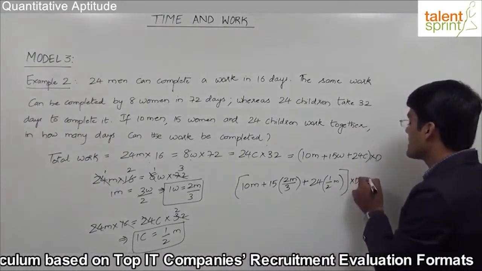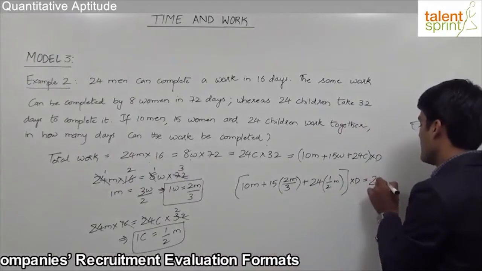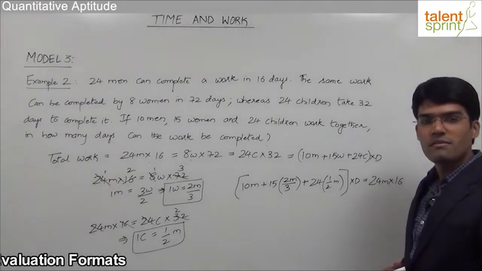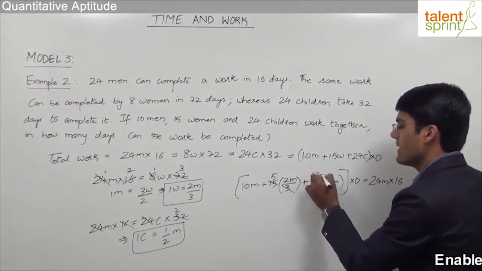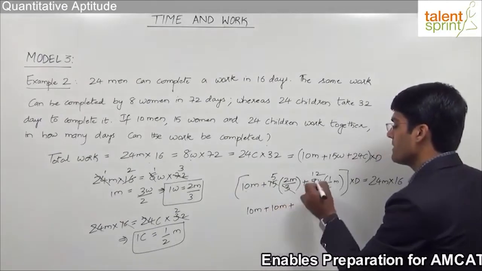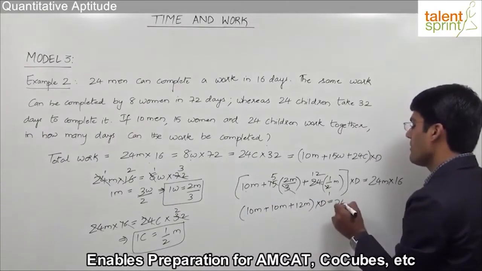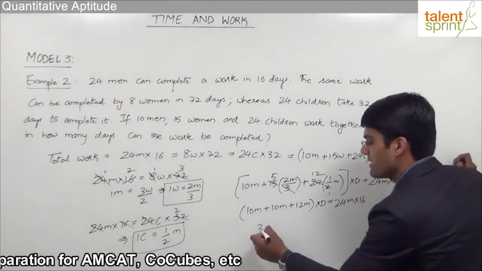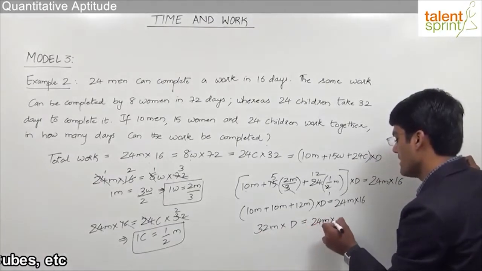Now we can equate this part with the number of men into number of days. That is nothing but 24 men into 16 days. As you can see here, on both the sides we have got the groups only in terms of men. By simplifying this, we get 3 into 1, 3 into 5, and this is 2 1s and 2 12s. So 10 men plus 5 into 2, again 10 men plus 12 men, into the number of days should be equal to 24 men into 16. So 10 plus 10 is 20, 20 plus 12 is 32. So 32 men into the number of days D should be equal to 24 men into 16.